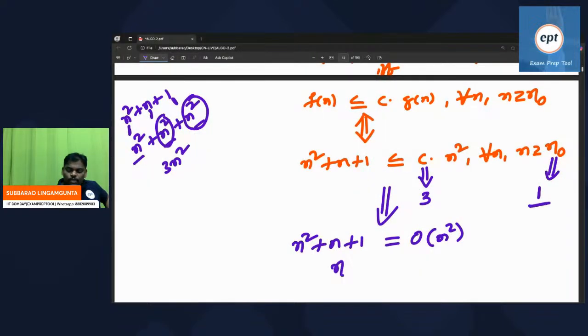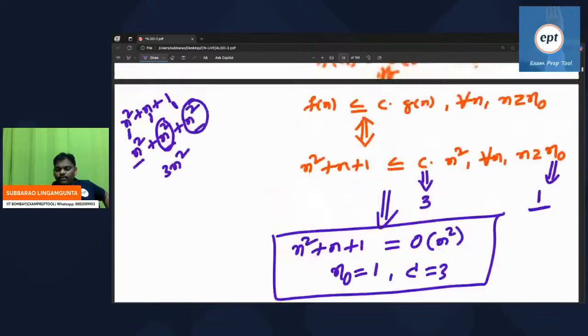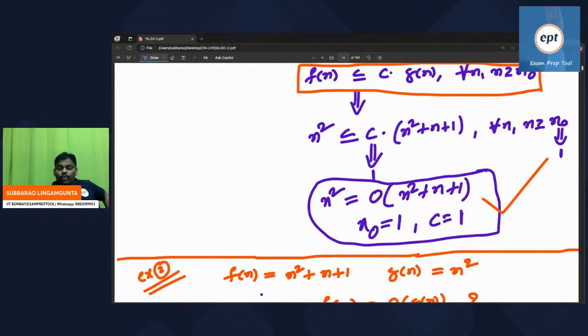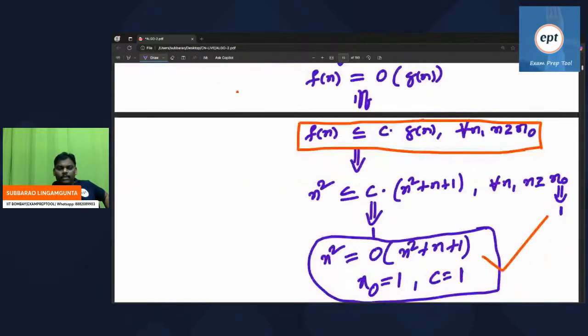From which place onwards is it working? From 1 onwards. What is the C value? C value 3. There may be so many pairs, not just one pair. Many may be there.